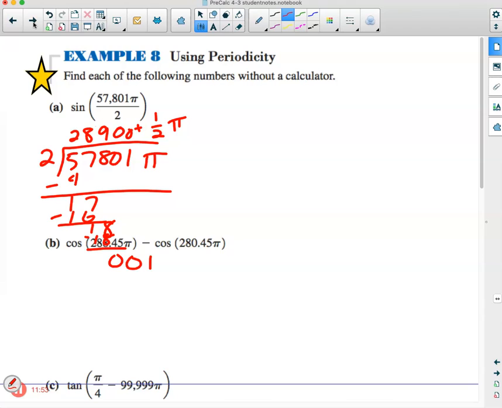Okay, so for that part, it would land at exactly the same part it started, because if we had 28,900 pi, we could divide that perfectly by 2 pi. But this little remainder, that's the part we have to take care of. So this would be pi over 2. The rest of it's going to land exactly where it started. So we have to know the sine of pi over 2.